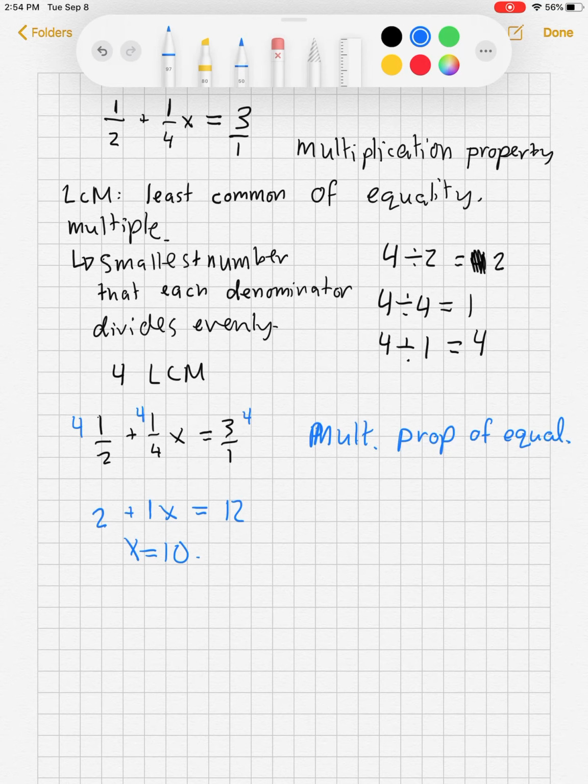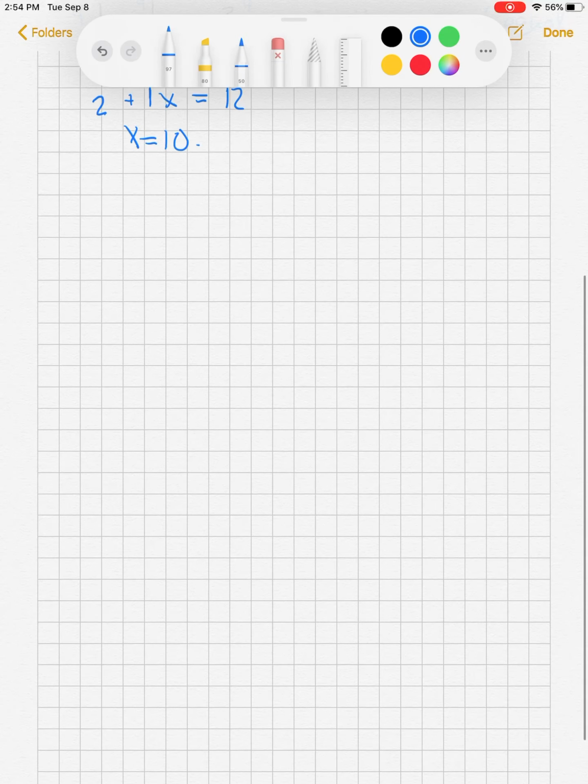Let's try another example, one where the LCM isn't quite so obvious. Let's try one from your homework. This is number 13 on the regular homework. We have 4/3.